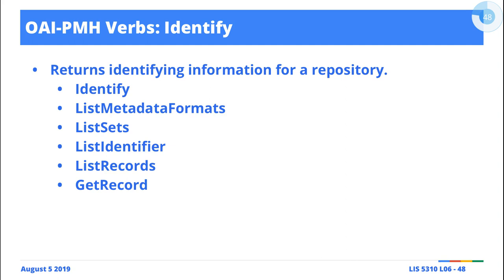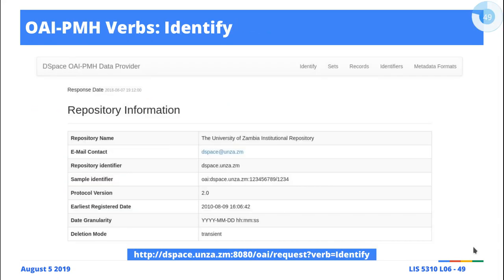So the identify verb does nothing more than return identifying information about the repository itself. Once you use the OAI-PMH protocol, this is just an example using the UNZA repository, this is how you issue the call. It's essentially just a URL, you specify the base URL of the repository, and a specific way of specifying that particular verb. You'll notice that other repositories like Omeka and EPrints and Greenstone have implemented this protocol differently. In this case, the identify verb just returns information about that repository.